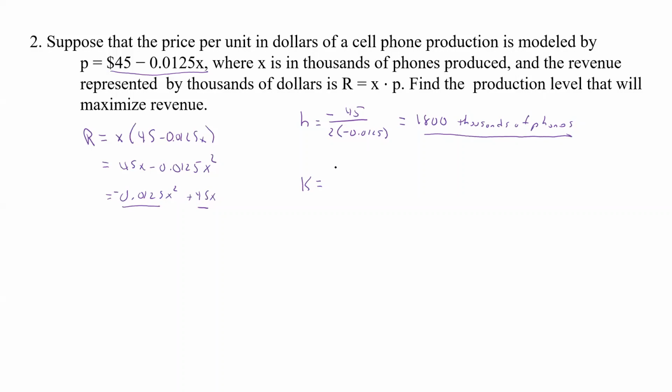And so if we do that, that's going to be negative 0.0125 times 1,800 squared, and then plus 45 times 1,800. And if we get that, that's going to be 4,500. Okay, and so that will be our maximized revenue for that many thousands of phones. Okay. So those are pretty easy. They're usually set up so you just have to plug in one of the values into the other equation here. We don't actually have to come up with our own equations because they're revenue models, and so they'll come up with the models for you.